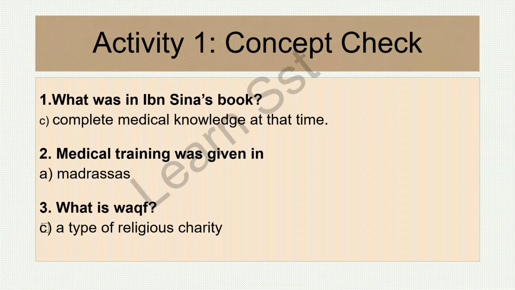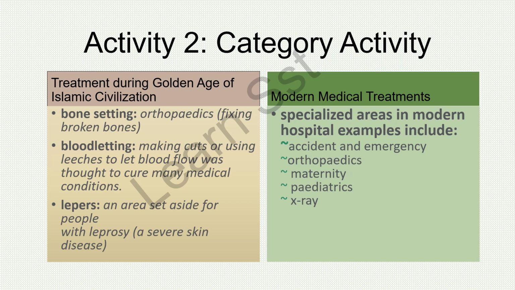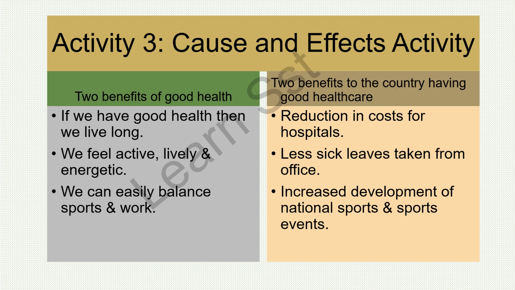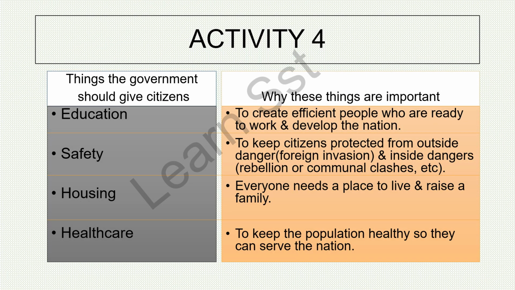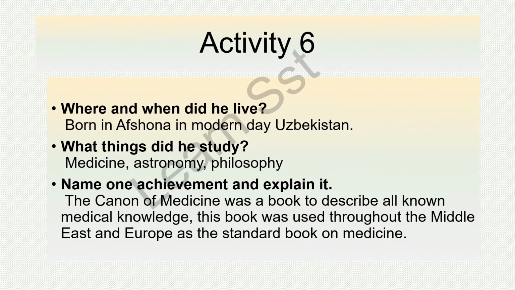This is activity one, very much from the textbook. Please go through. Activity two, again from the textbook. Activity three, here we have a cause and effect activity. You can go through. Activity 4, again from the book. Here comes activity 5. I've written down certain points of what I felt are the qualities or virtues of a good person. You can add some more points of your own. This is activity 6 from the book. Please go through.